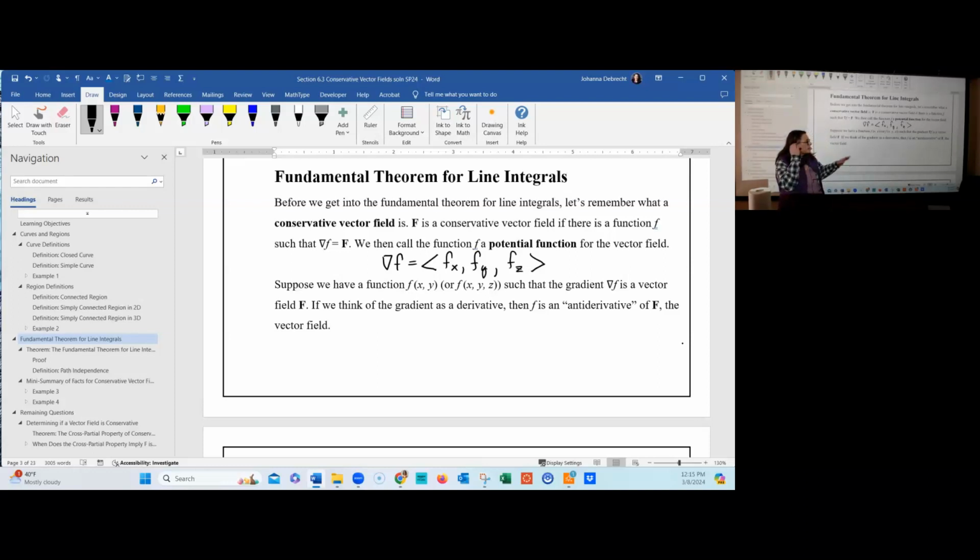Let's go ahead now and think of this then in a way that f is an antiderivative of the vector field. If we think of del as a derivative operation, we took the derivative of f, and so f is sort of an antiderivative of the vector field. If we were to integrate both sides, we should get the potential function back. And we'll discover later at the end of this chapter or this section that that's exactly what we do to find the potential function of a conservative vector field.